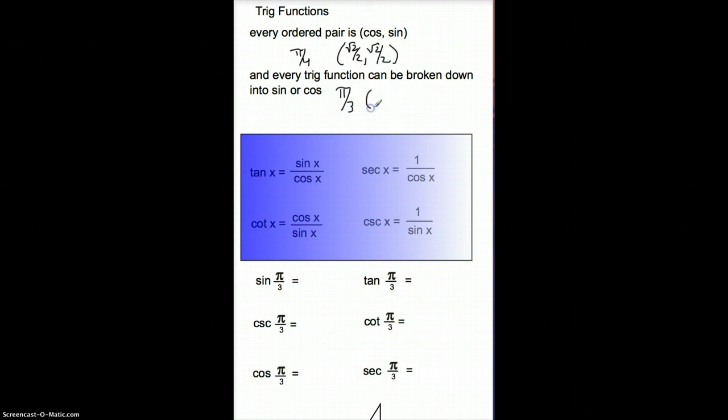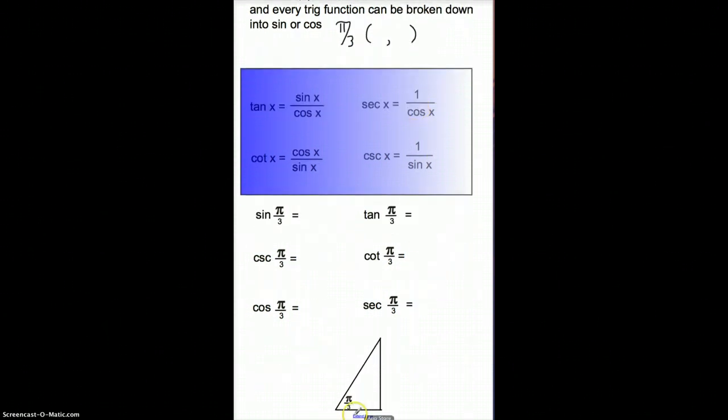The ordered pair for pi over 3, let's go down here and look at it. Since it's a 30, 60, 90 triangle, the short side's the 1/2 and the long side is the square root of 3 over 2. So the 1/2 goes first and the square root of 3 over 2 goes second. Well, cosine's always the first. So cosine of pi over 3 is got to be 1/2.